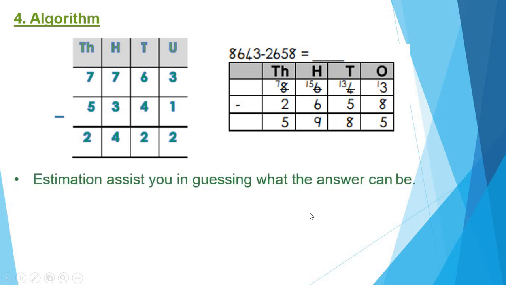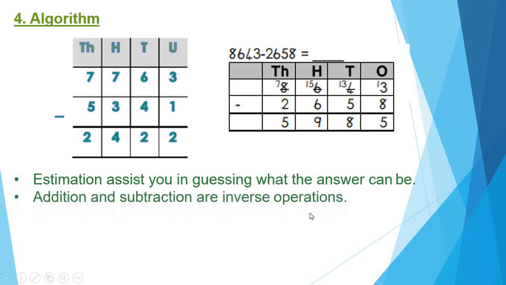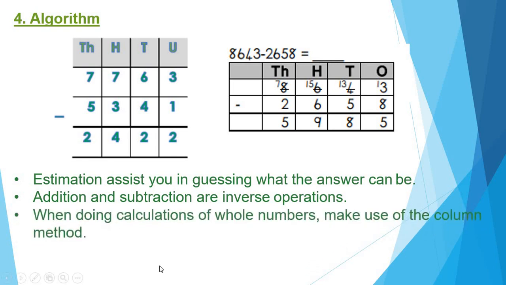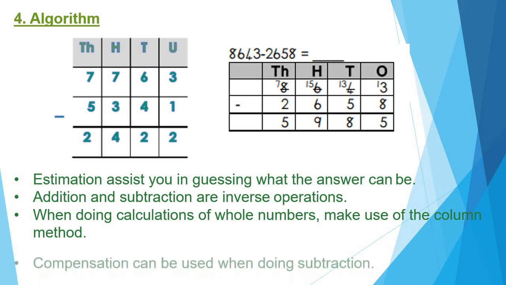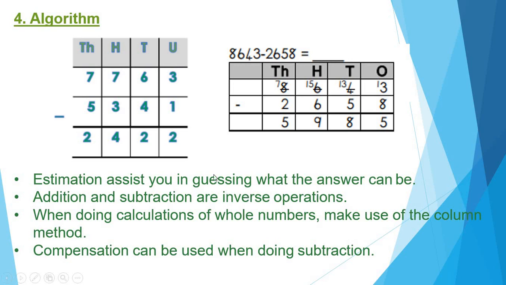Estimation assists you in guessing what the answer can be. Remember, you learned about estimation in the previous lesson. Addition and subtraction are inverse operations. This you learned in grade 7, 6, and 5. When doing calculations of whole numbers, make use of the column method. Compensation, that you also learned about in the previous lesson, can be used when doing subtraction.